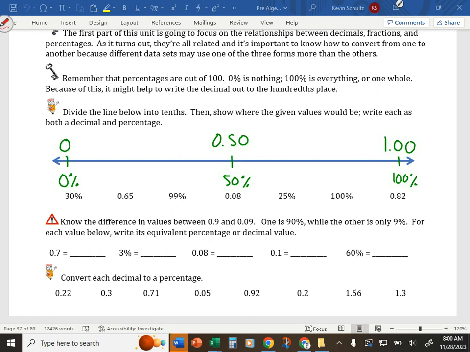Where would 30% be? Who wants to come up and mark where 30% would be? Jillian, come on up. Good approximation. It's about halfway between 0% and 50%. It should be a little bit closer to 50. And then what decimal would 30% be represented by? 0.3, right, or 0.30.